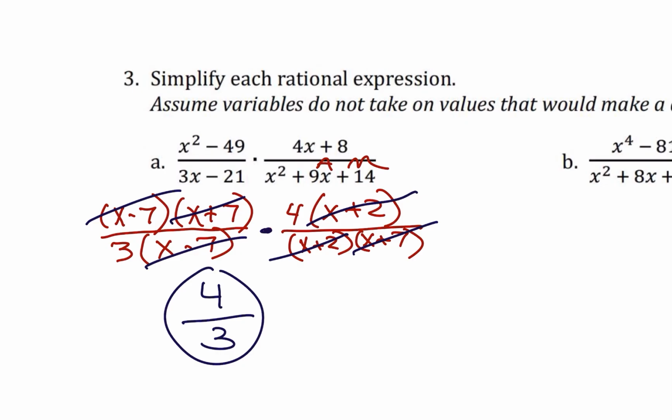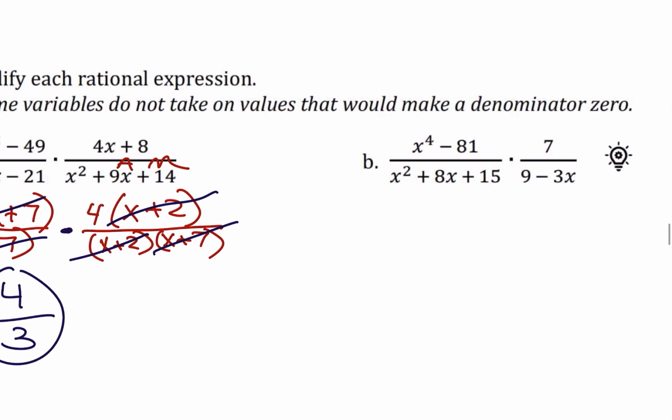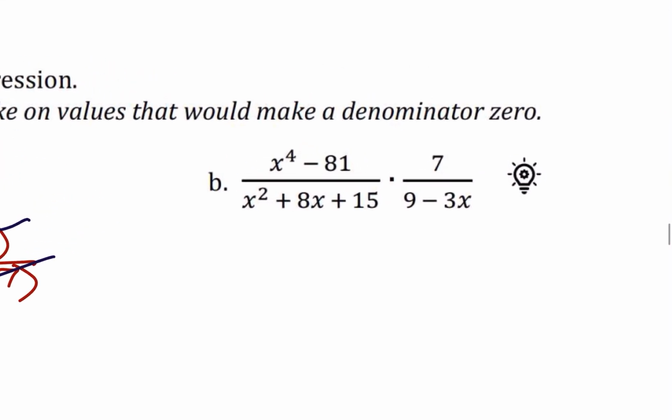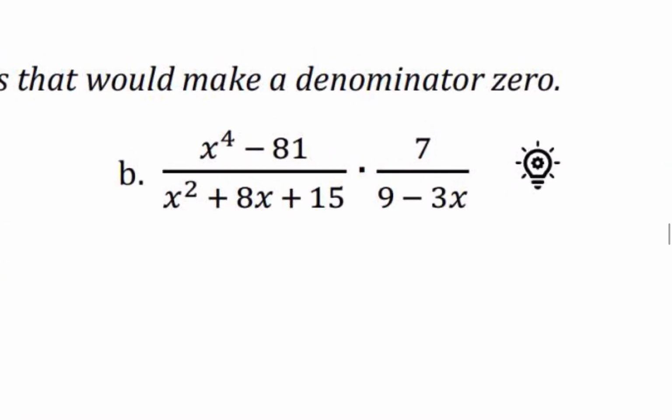What a simple problem. Not a simple problem to do, but the answer is so much simpler than the original problem. So it's really great to have this skill. It just will simplify so many things for you. Okay, B is a light bulb. So these are tough enough, not to mention that now we have a light bulb.